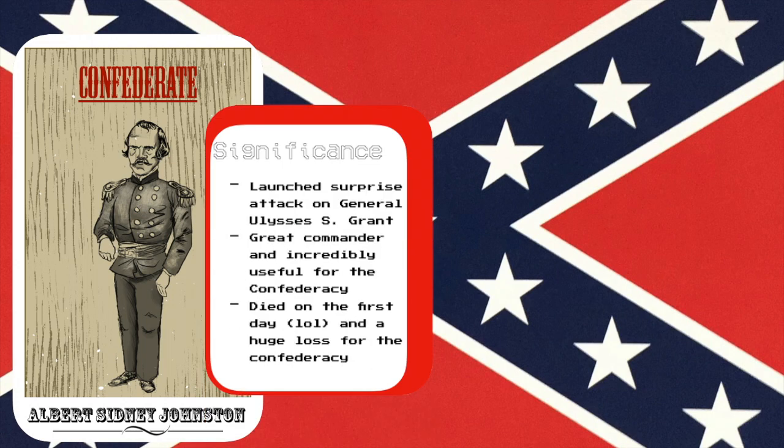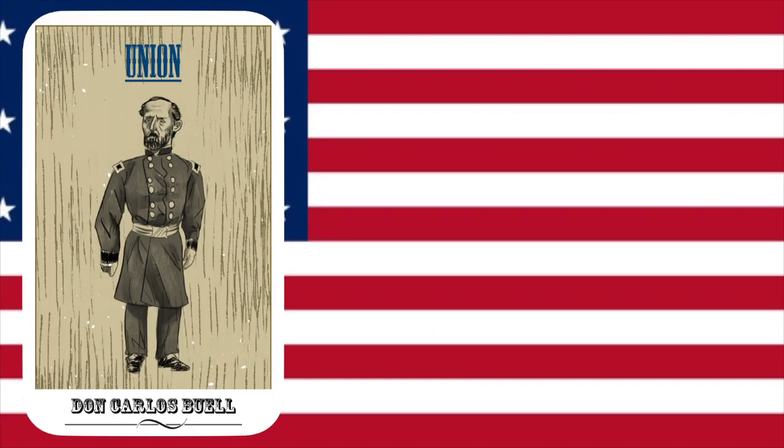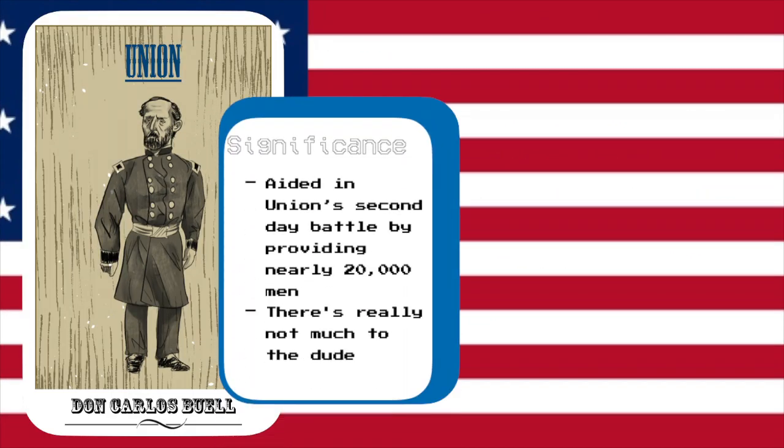Albert Sidney Johnston launched a surprise attack on General Ulysses S. Grant, a great commander and incredibly useful for the Confederacy. Therefore, when he dies, it is a ridiculous loss on the Confederates' behalf, considering he was a valuable commander. He aided in the Union's second-day battle by providing over 20,000 men, but there's really nothing much to this dude.